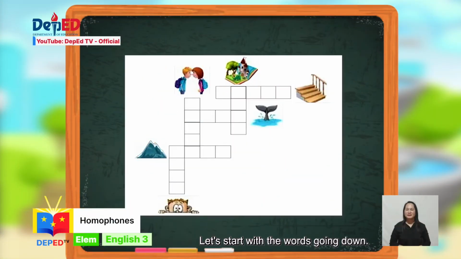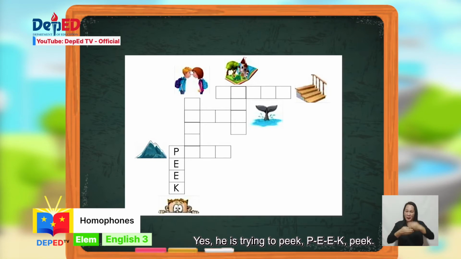Let's start with the words going down. What is the child doing? Is he looking at something but trying to avoid being seen? Yes, he is trying to peek. P-E-E-K. Peek.